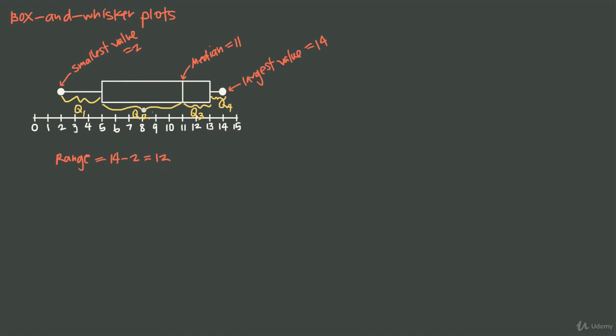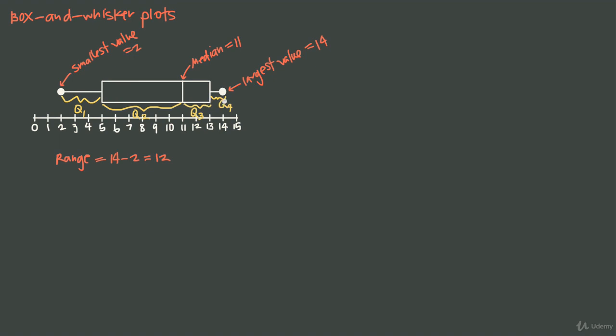So what this tells us is that a quarter of all of the values in our data set fall somewhere here in the first quartile, so somewhere between 2 and 5. A quarter of our data lies in that interval. A quarter of our data lies in the interval 5 to 11. A quarter lies in the interval 11 to 13. And then the last quarter lies in the interval 13 to 14.